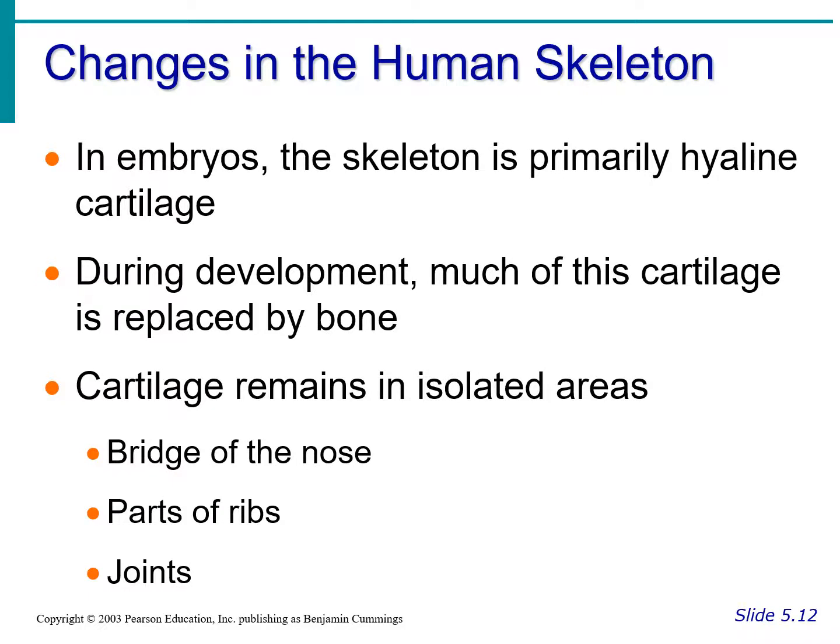When we talk about change in the human skeleton from development through the years, in embryos, the skeleton is primarily hyaline cartilage. During development, much of this cartilage is replaced by bone. Cartilage remains in isolated areas in the bridge of your nose, parts of your ribs, and your joints.